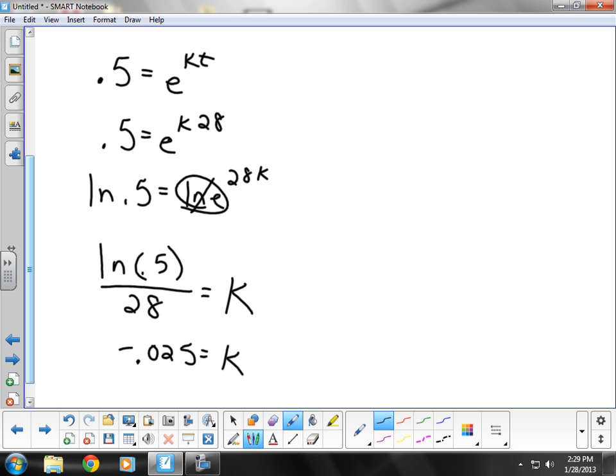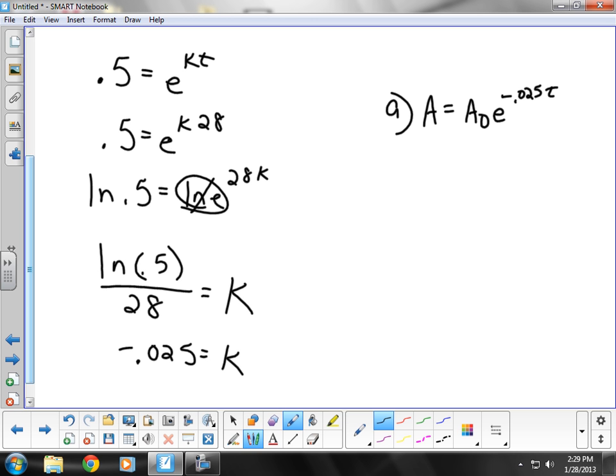So my half-life formula here that they wanted me to get, yeah, the exponential decay problem. So A is equal to A sub 0 e to the negative 0.025 t.